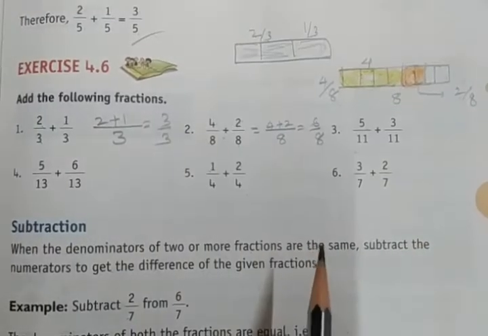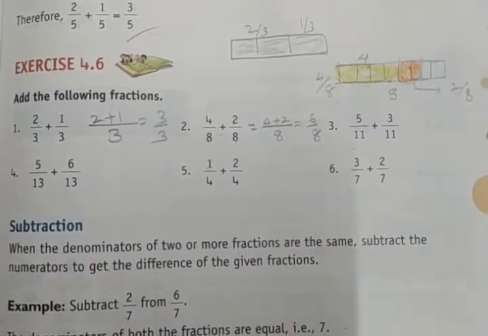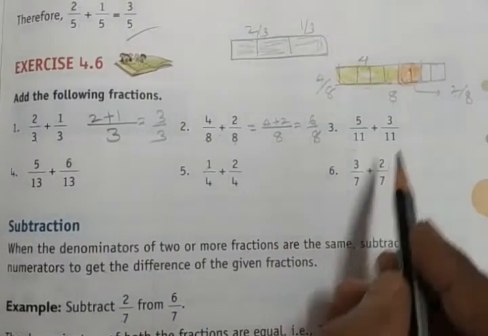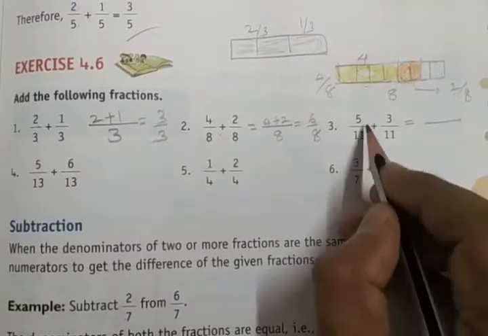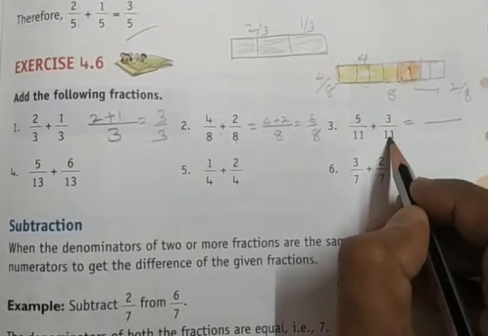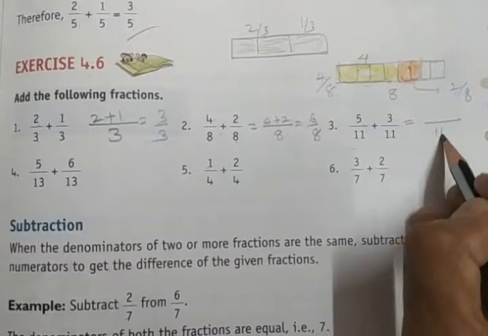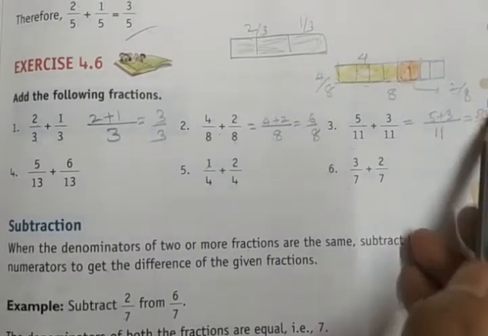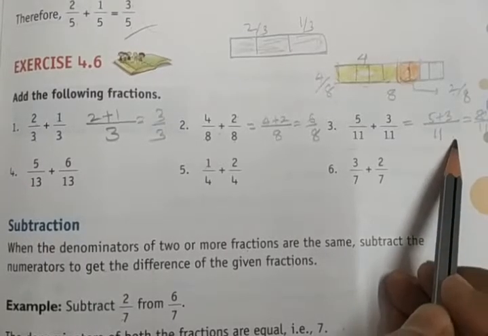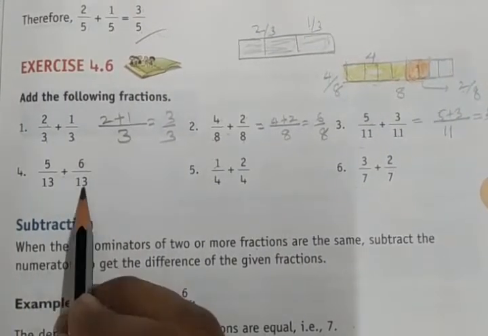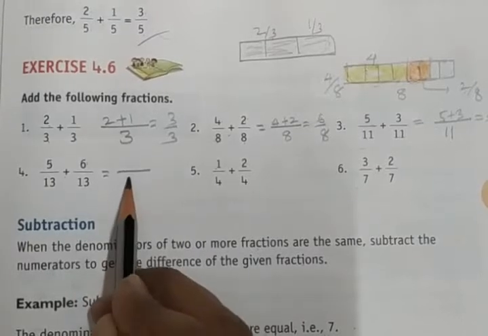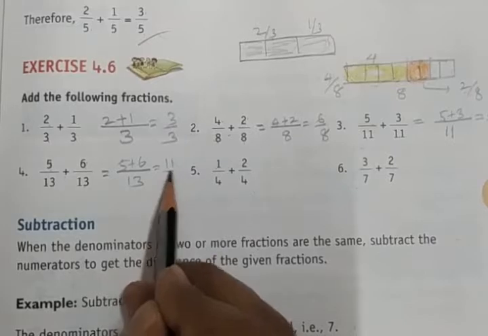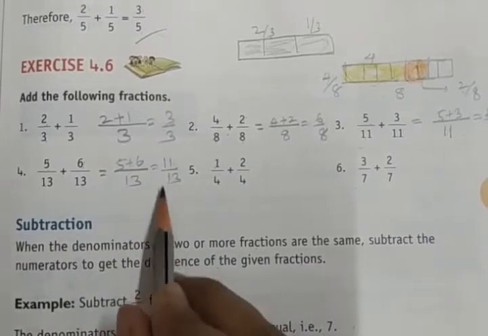So like this you have to understand the representation on the particular figure. Then only we can understand what exactly the fraction is. Otherwise no. Right? Here 5 by 11 plus 3 by 11. So the denominator is the same, 11. 5 plus 3 is equal to 8 by 11. Please show this picture in your notebook. Then 5 by 13 plus 6 by 13 is equal to, the denominator is the same, that's 13. 5 plus 6 is 11, so 11 by 13. Try to solve this also.